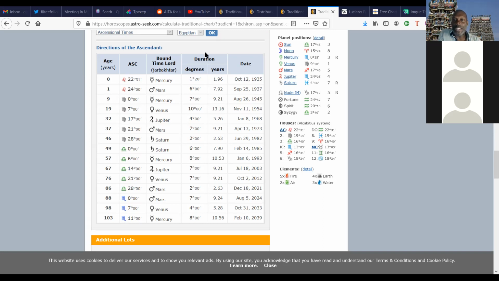I'm glad we're doing this because it's important to make sure that we have it together. As you can see, from the very beginning it starts from his birthday, and it's Mercury. From 1935 to 37 is the Mercury period. From 37 to 45 is Mars. From 45 to 54 is Mercury. From 54 to 68 is Venus. Get it? That's how you'll know.